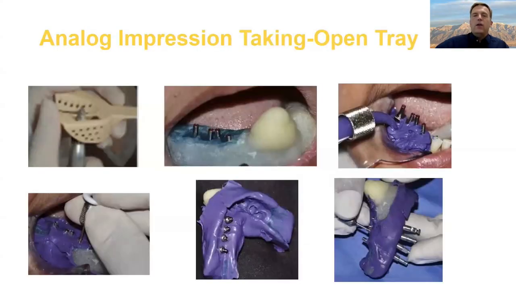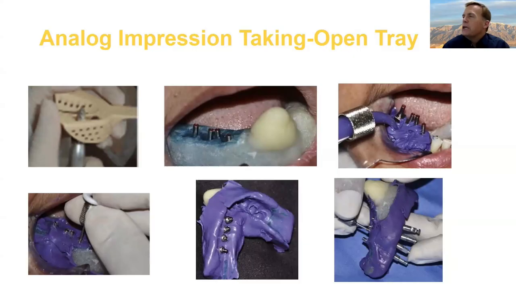So then you've got to decide what kind of impression taking components you're going to use. I'll start with analog, even though I like digital better. And this is the best analog technique. This is what's called an open tray. So you can buy an open tray or a closed tray coping.